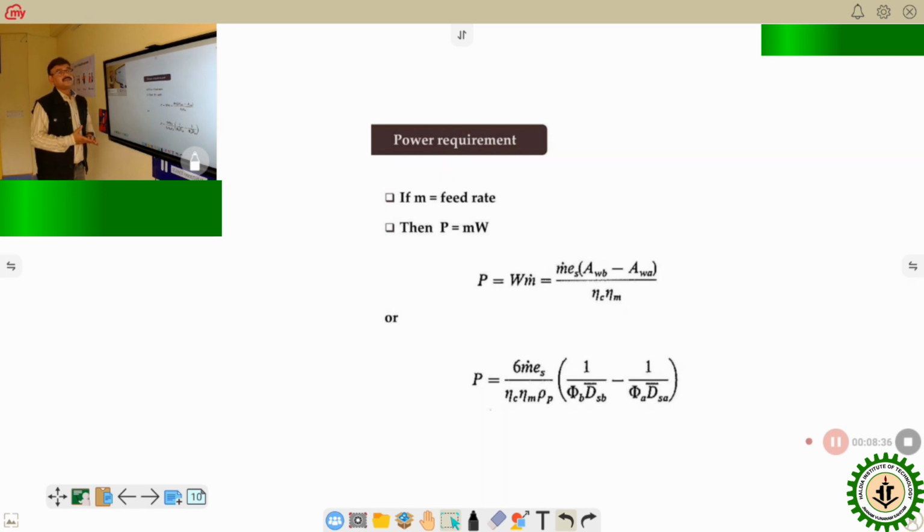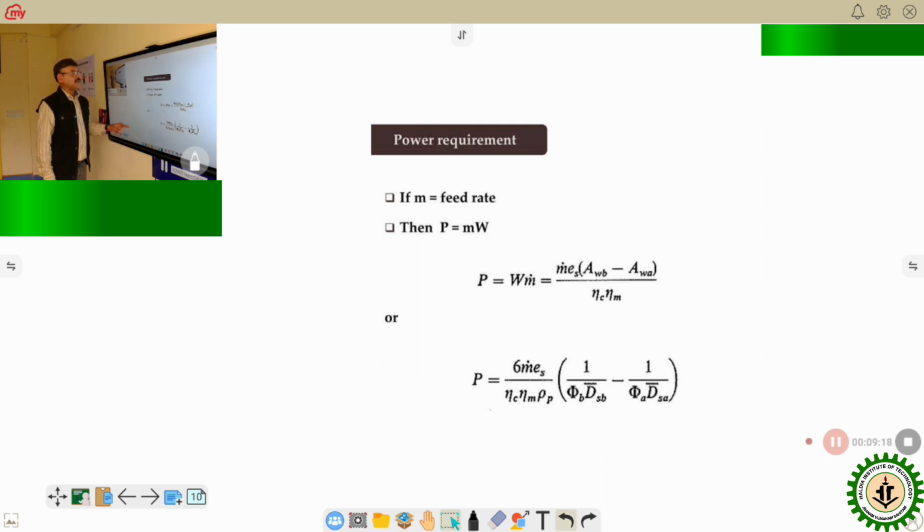Power requirement: how much power is required to run this machine? That is very vital. So how can you guess, or how much power can we give for running this machine? Suppose m dot is the feeding rate of the material, the mass flow rate. Then P is equal to W into m dot. W we have already got as the correlation Es into (Awb minus Awa) by nu c into nu m.